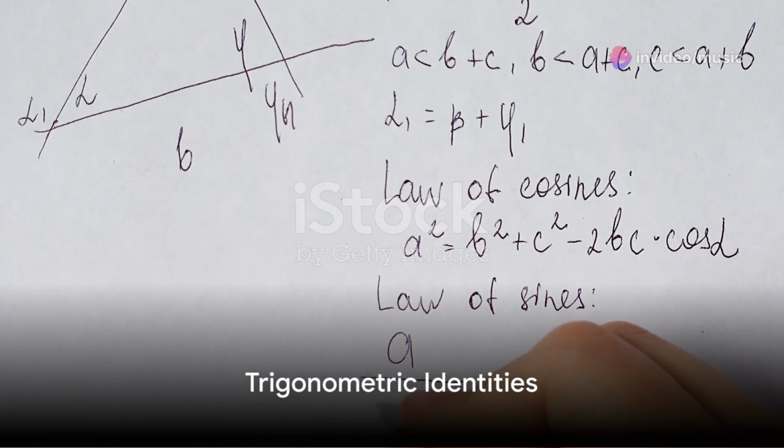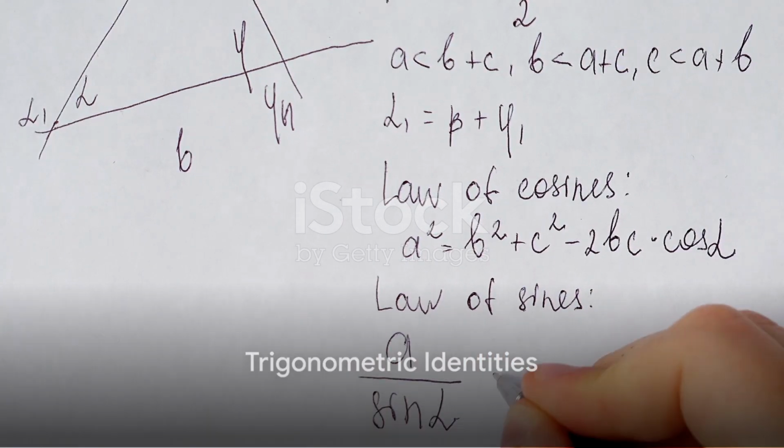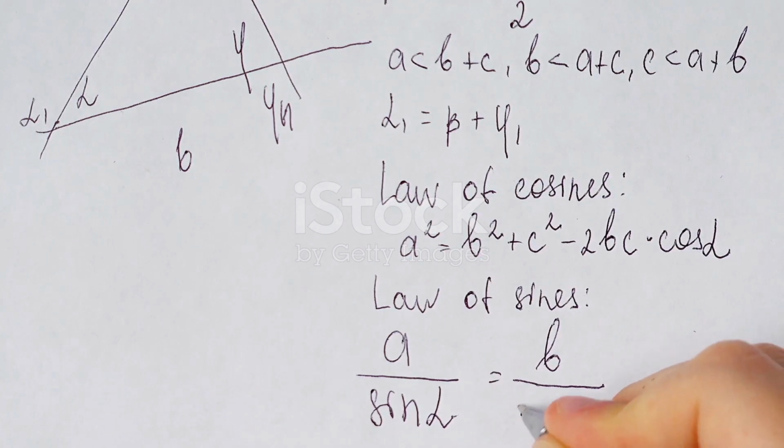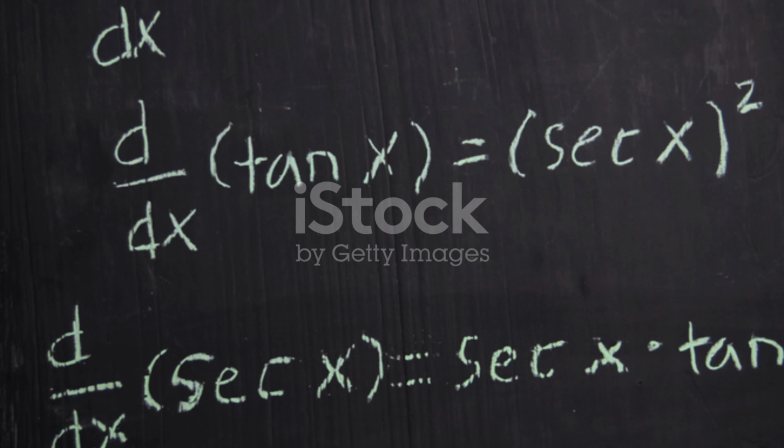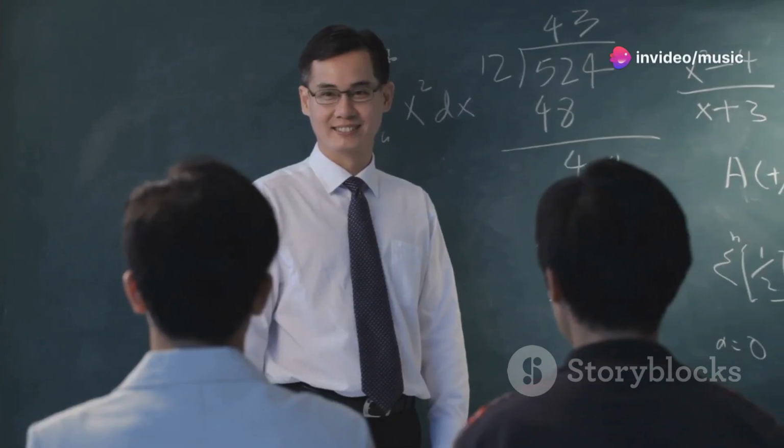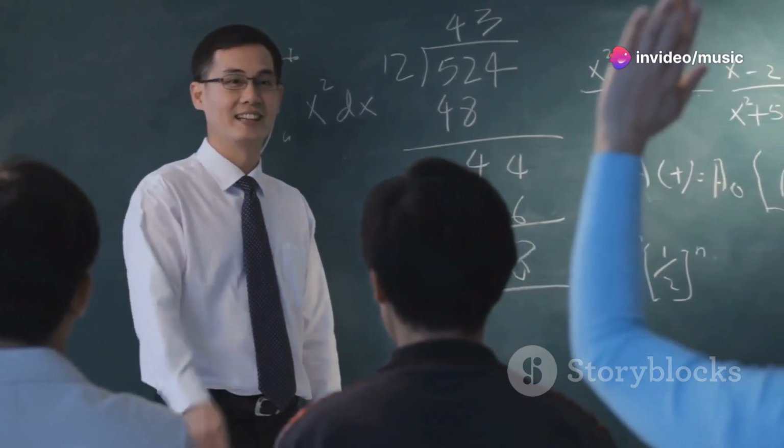Now let's move on to the quotient identities. They are simply the ratios of the primary trigonometric functions. The quotient of sin and cos gives us tan. Similarly, the quotient of cos and sin gives us cot.